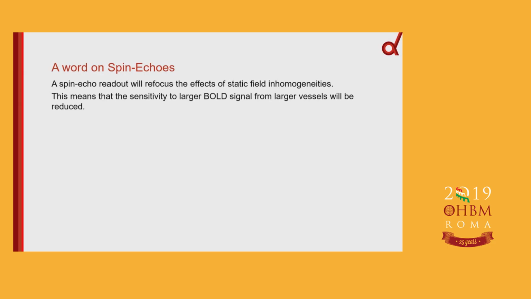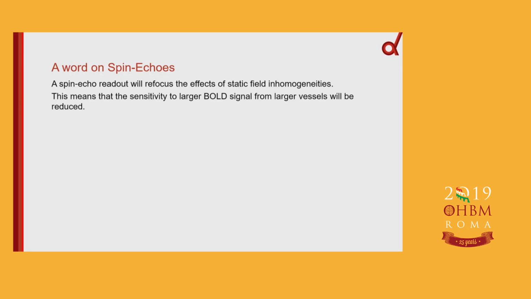As we move on a bit from gradient echo EPI, we can say a few things about spin echoes. There's quite a lot in the literature on spin echo and T2 weighted fMRI, particularly at 7 Tesla. Of course, if you have in abstracto a pure spin echo readout, that will refocus your static field inhomogeneities, so you will reduce the BOLD sensitivity for larger blood vessels and their surroundings.